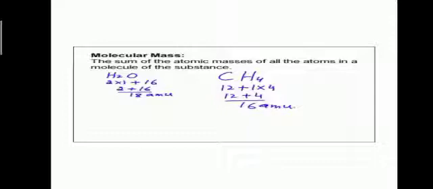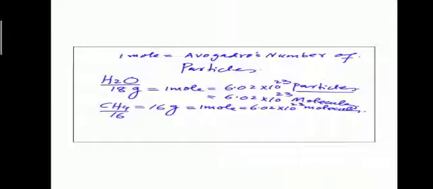Third is gram formula mass. Formula mass of an ionic compound when expressed in grams is called gram formula mass or gram formula. It is also called a mole. I have elaborated the examples of all these. Here 1 mole is equal to Avogadro number of particles.